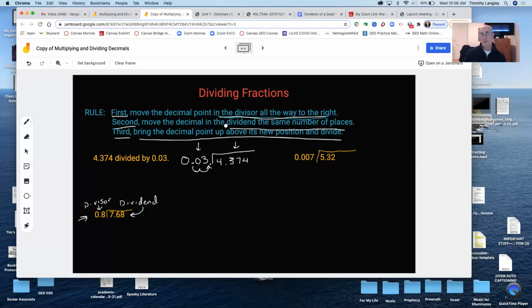Second step is to then move it in the dividend the same number of places. So in my dividend, here it is, I have to move it 1, 2 places. And then the third thing is to bring that decimal point above. Then you just do your math. You do your normal division: 3 goes into 4 one time. 3 times 1 is 3. Subtract, I get a 1. Anyway, then I would just continue the number, but I've already got the decimal point here.